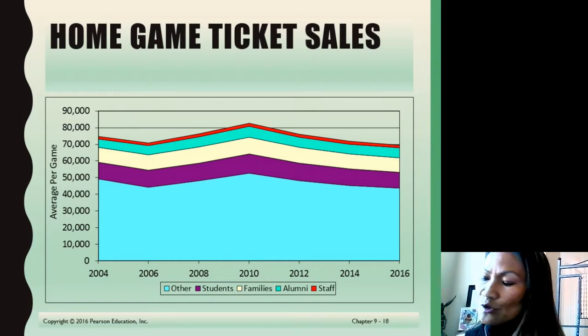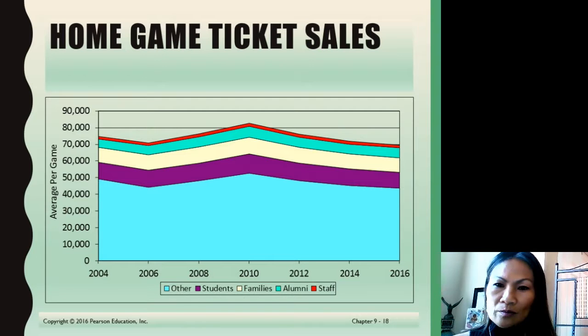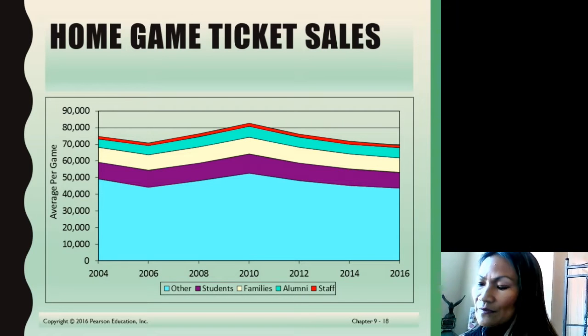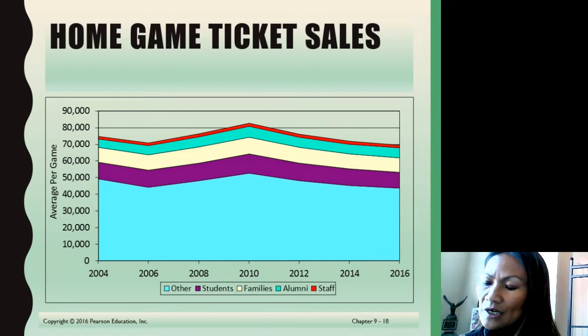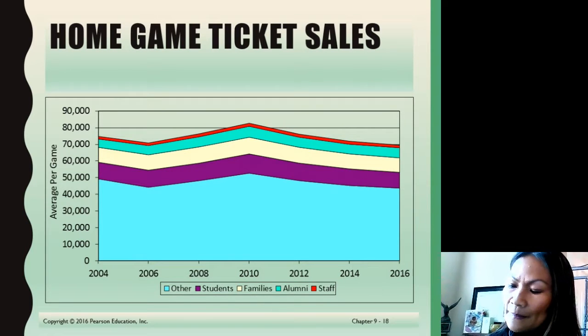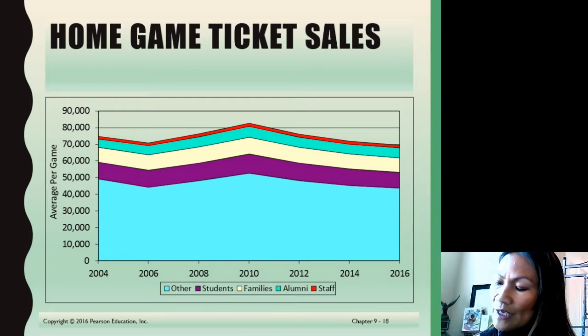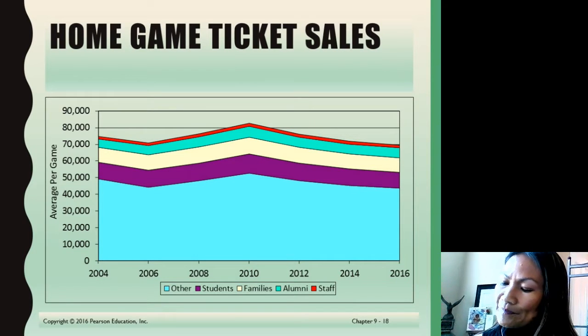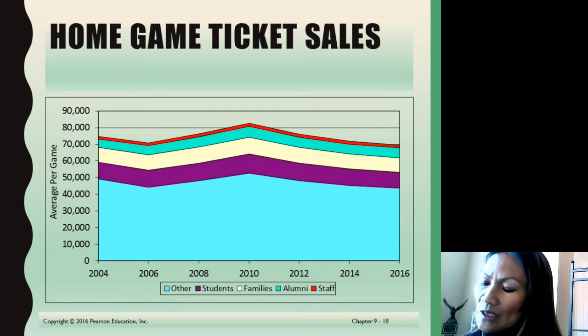A surface chart. Home game tickets is an example of a surface chart, also called an area chart. It's a form of line chart with a cumulative effect. All the lines add up to the top line. And this form of chart helps you illustrate change in the composition of something over time.